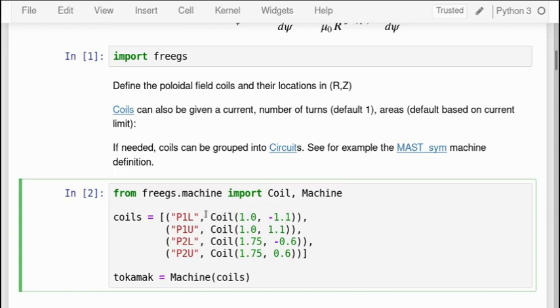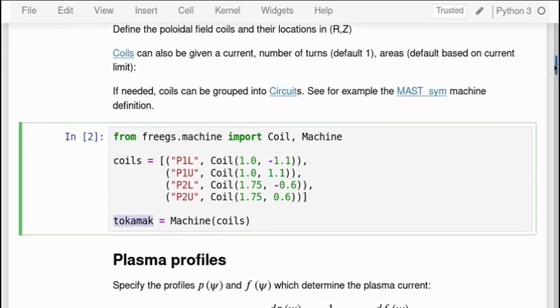If you need to, you can join these together into circuits. So for example, these are in pairs. So we have both at r equals 1 and z is plus or minus 1.1 meters. In many tokamaks, the coils are wired in pairs, so the upper coils are connected in series to the lower coils, and so these two could be joined together into a circuit. So I'll show you how to do that a bit later. And similarly for the lower coils, we could wire these into a circuit as well. And then when we define our coils, we put them together into a machine, into a tokamak, and we call this tokamak in the later cells.